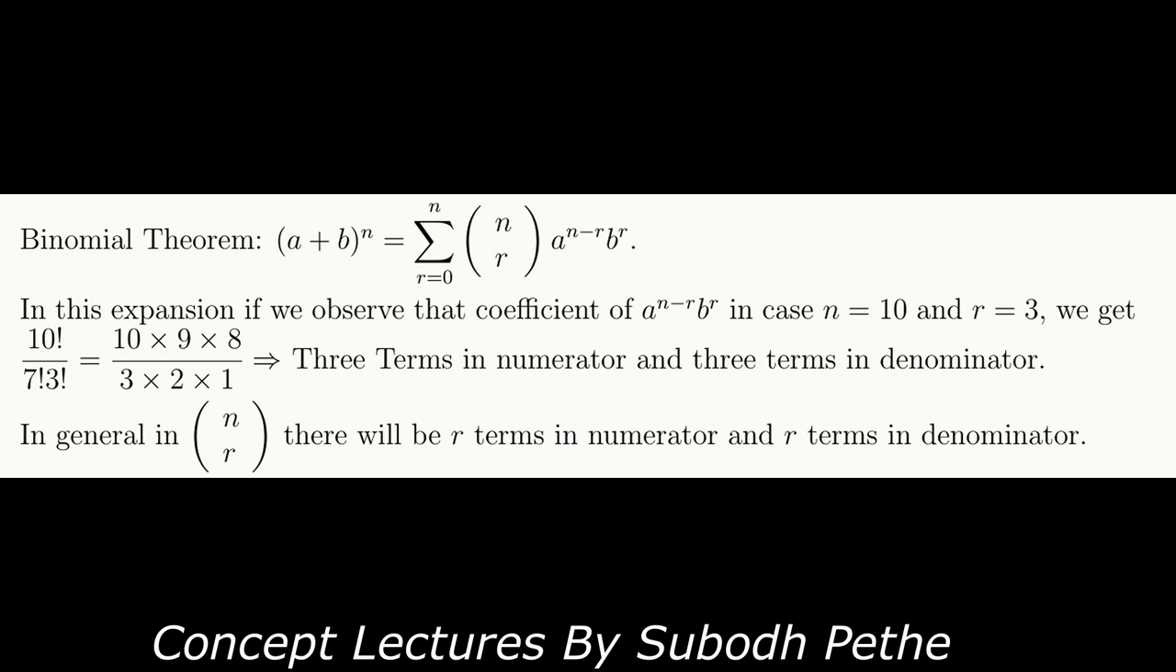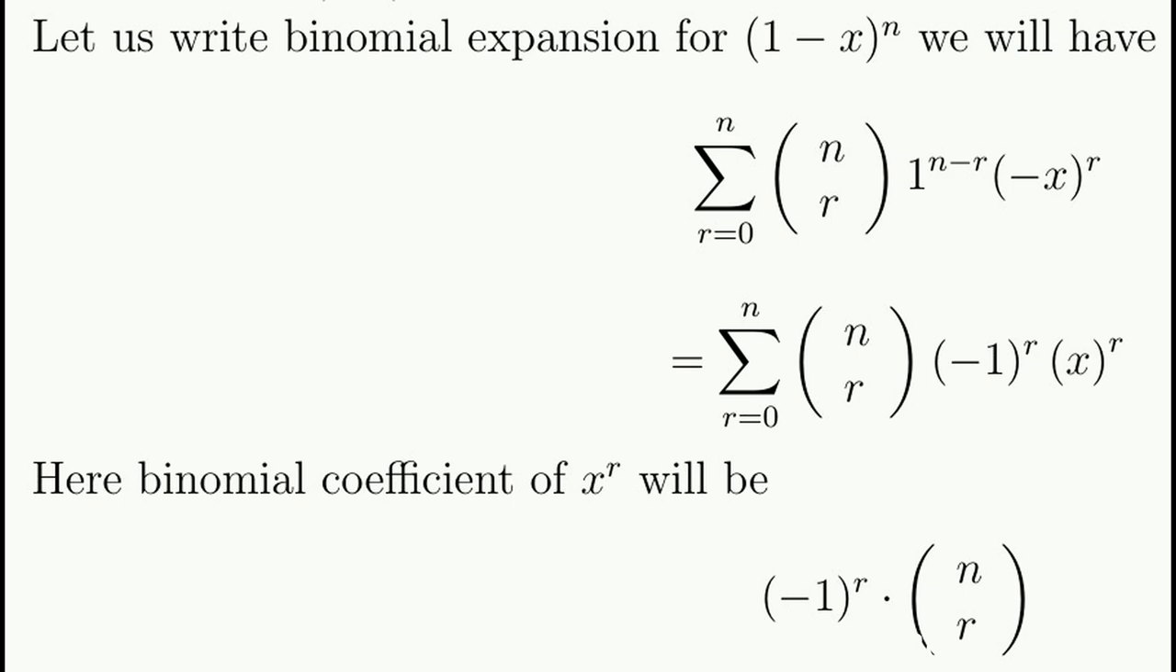We observe that there are 3 terms in the numerator and 3 terms in the denominator, once we expand our n choose r notation. So in general, in n choose r, we will have r terms in the numerator and exactly r terms in the denominator. Let us see the binomial expansion of (1 minus x) raised to n. We will have sigma r goes from 0 to n, n choose r, 1 raised to n minus r into minus x raised to r.